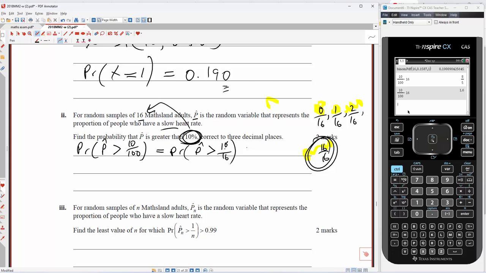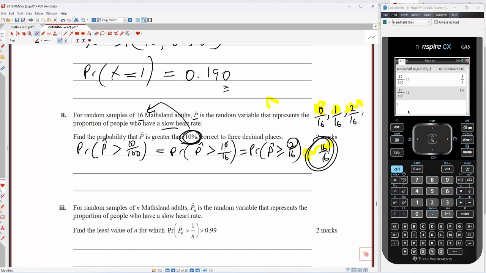Now, what's that you say? You can't have 1.6 in a sample? No, you can't. So we want it more than 1.6. So this would be the same as the probability that p hat is greater than or equal to 2 out of 16. So really what we want to find out is the probability that p hat is 2 out of 16, 3 out of 16, 4 out of 16. So we want to sum together 2, 3, 4, 5, 6, 7, etc.